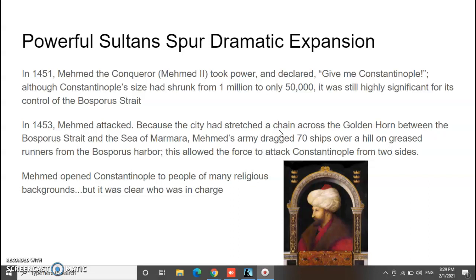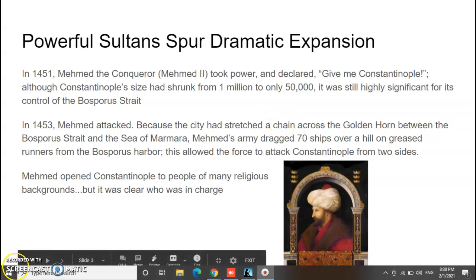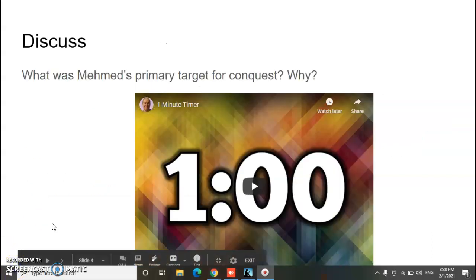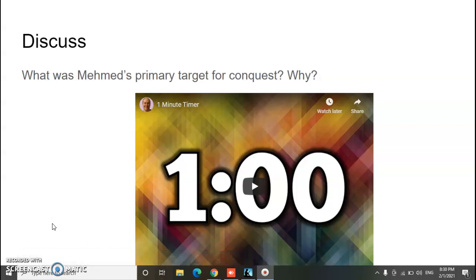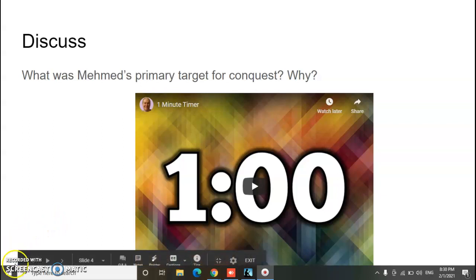Kind of a tragic thing for the Byzantine Empire, and I would say for Christendom or Christianity broadly. But in any case, when he conquered, he did open Constantinople up to people of many religious backgrounds. It wasn't completely just convert or die for everyone, but that said, it was clear who was in charge, meaning the Ottomans who were Muslim. Okay, and so something to think about here is what was Mehmed's primary target for conquest and why? Why did he want to achieve that? But I'll go on to the next slide.